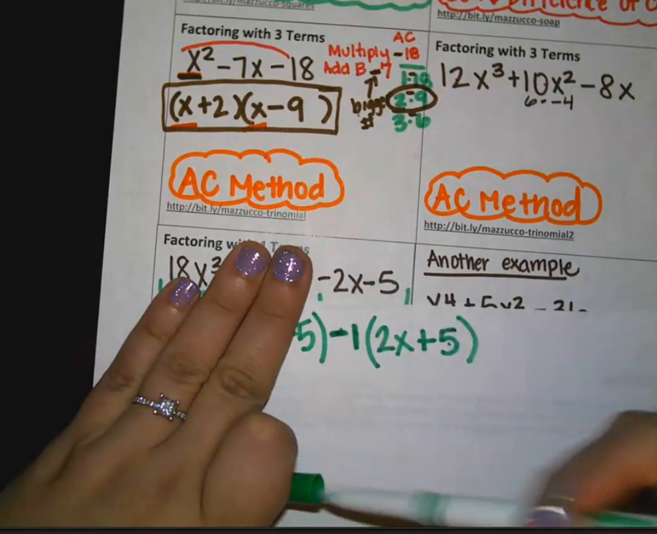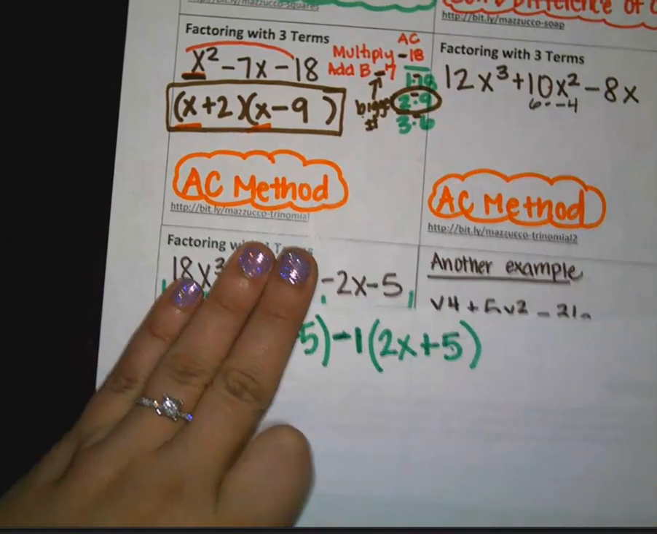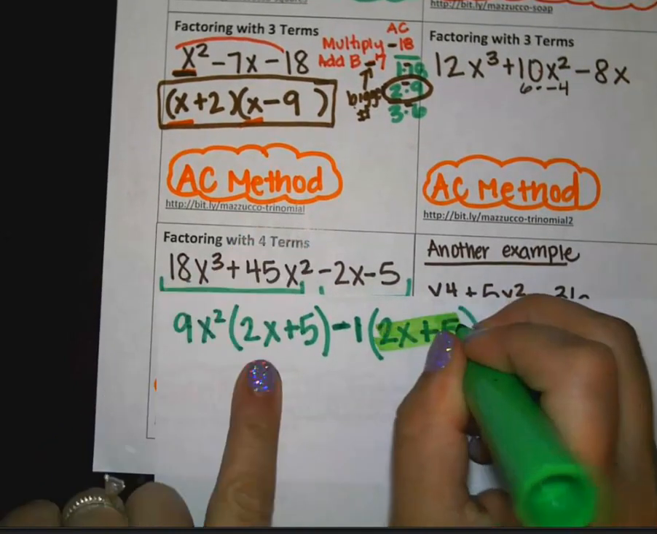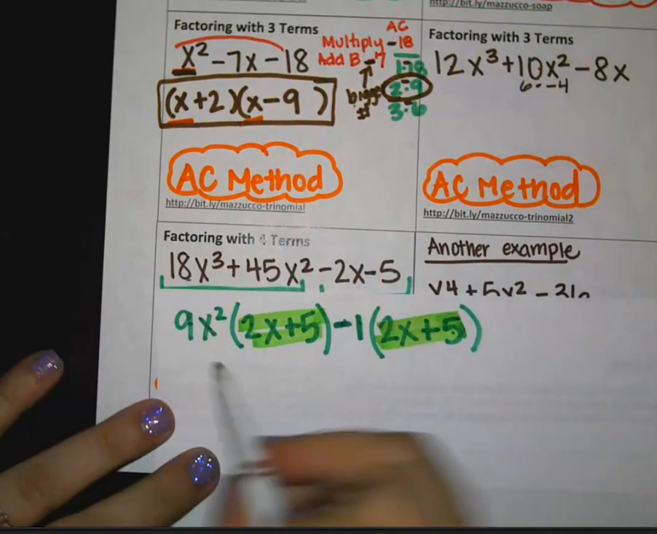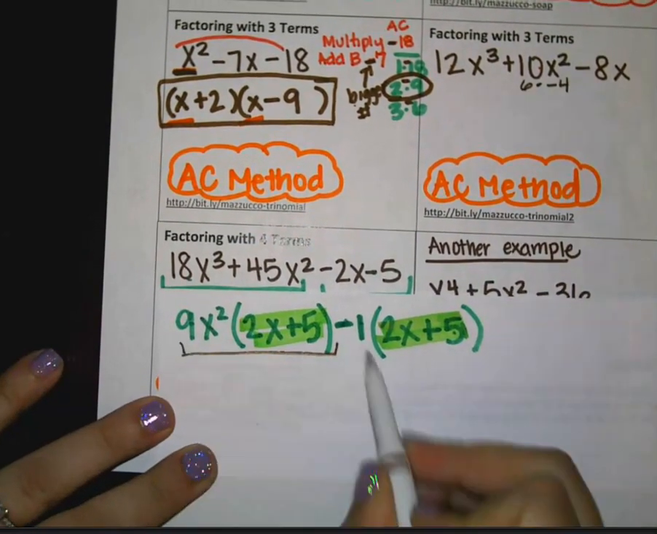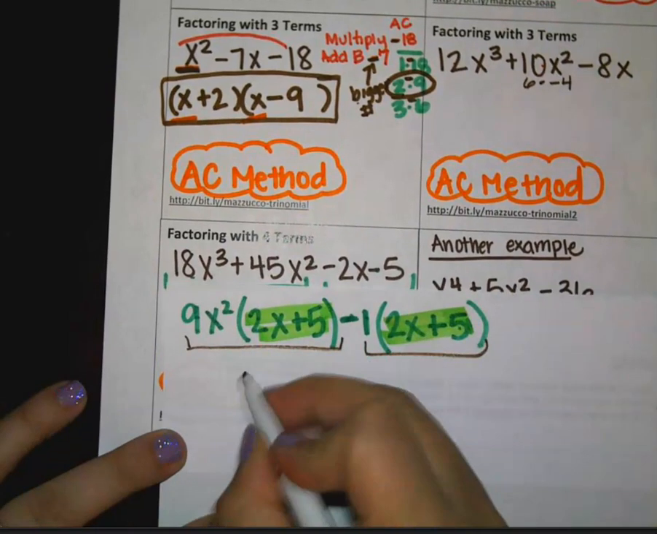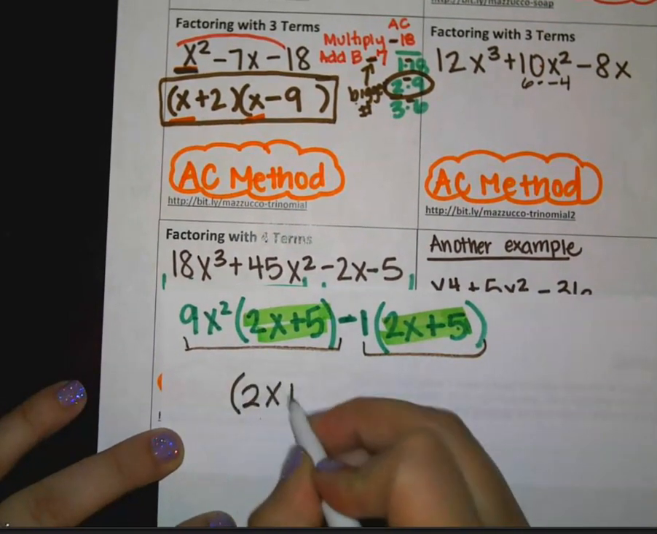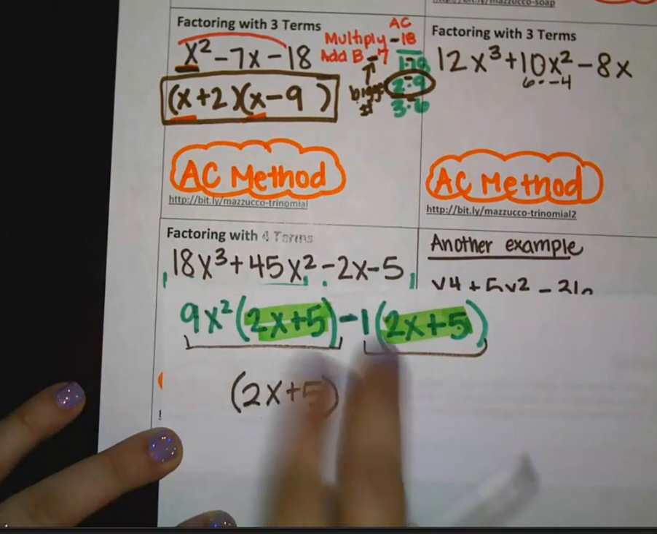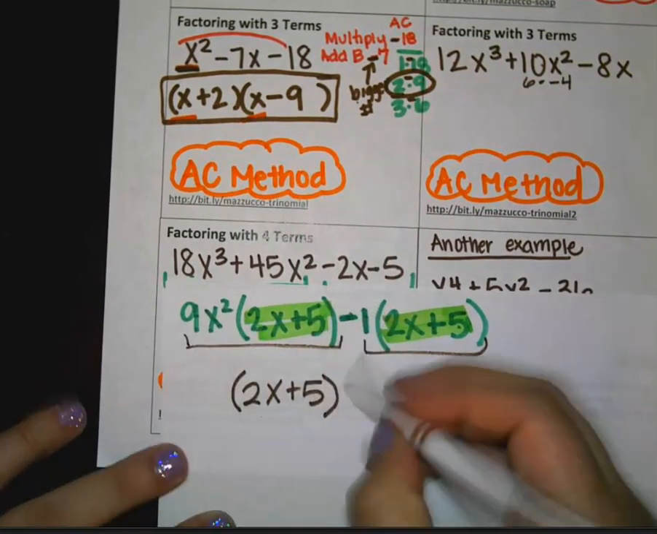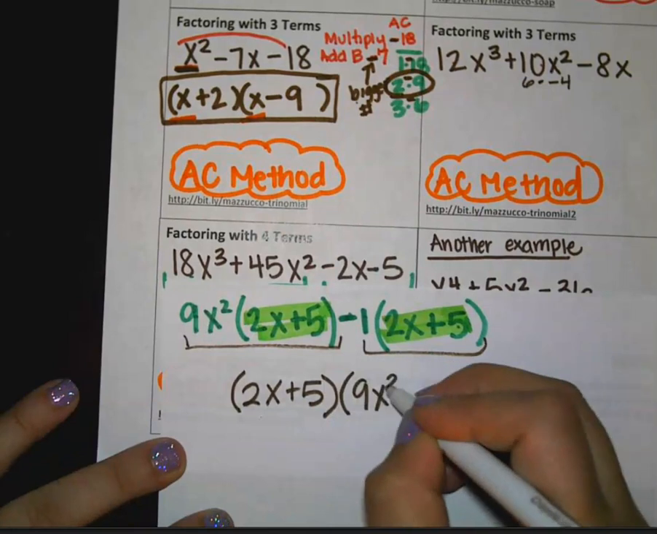Now, if I did this correctly, this should match this, which it does. So then both of these have a 2x plus 5 in common, so I'm going to bring that down here, factor that out, and then I'm going to put these two together. It doesn't matter if it's in the front or after, so I have a 9x squared minus 1.